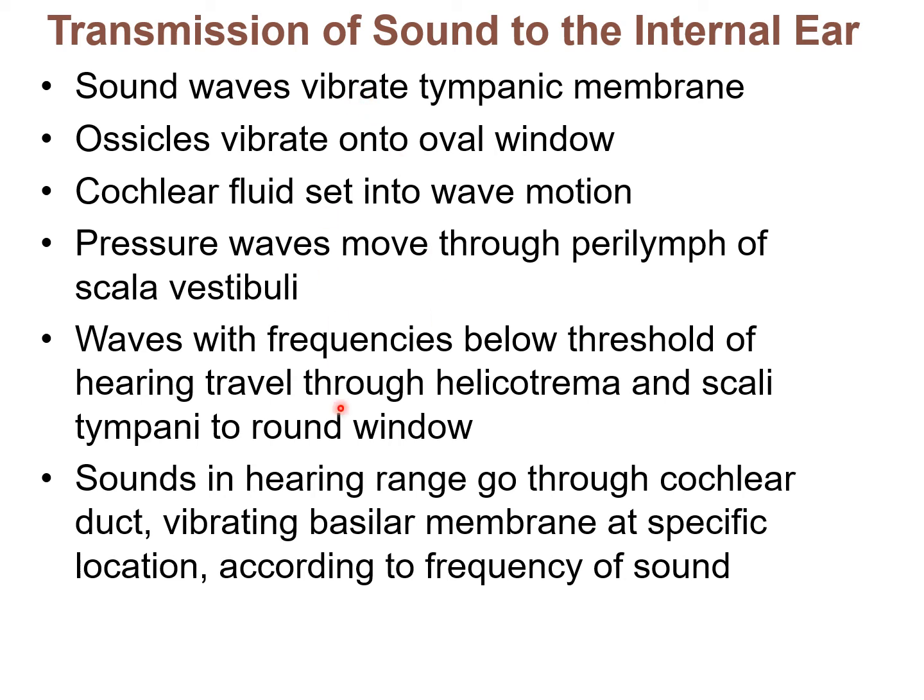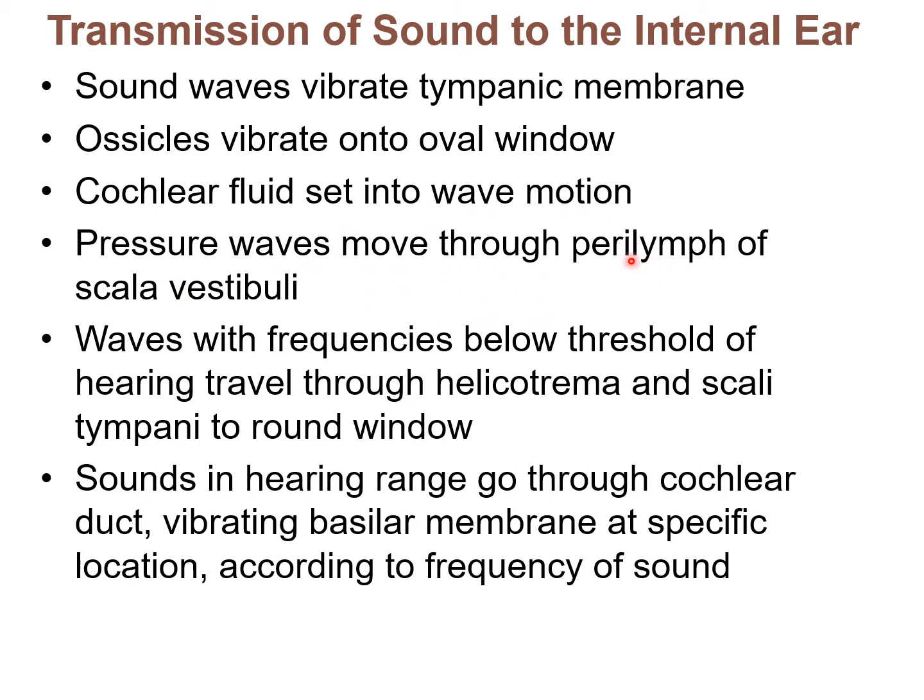So here's just a nice summary of how sound gets transmitted to the internal ear. Sound waves vibrate the tympanic membrane. The ossicles vibrate. Remember, the final ossicle, the stapes, will vibrate onto the oval window. So the fluid inside the cochlea is set in motion. It goes through the fluid.